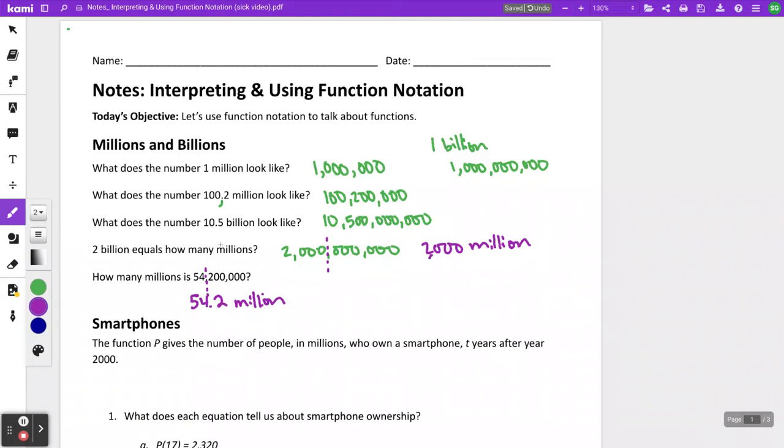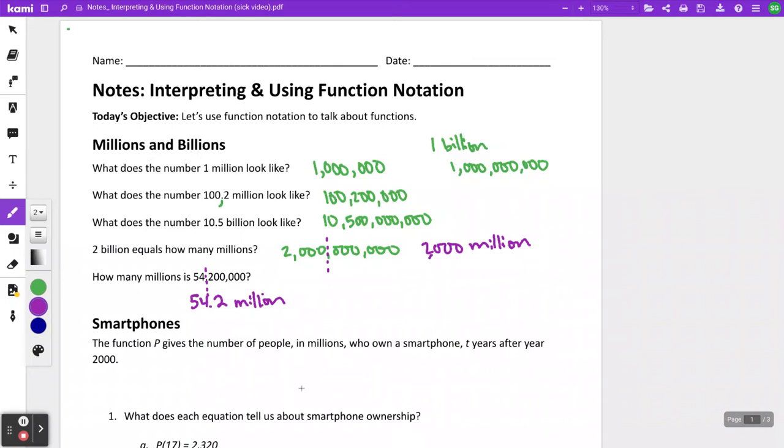This might seem like a little bit of a random warm-up, like we've never talked about millions or billions before, but this idea of being able to change millions into billions and understand what all these numbers look like are going to be helpful for our first math problem below, which is going to continue talking about millions and billions. So with that, we'll go ahead and transition to the next part.